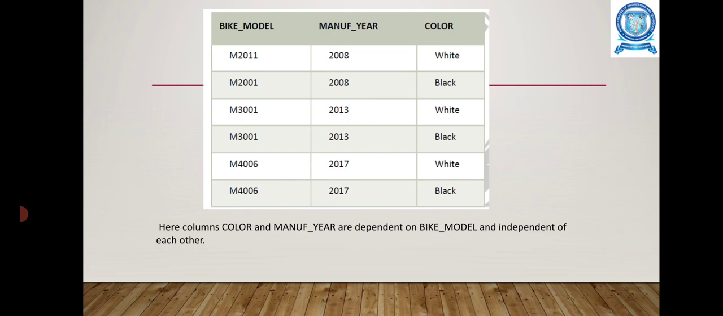For a particular bike model, suppose the bike model is M 2011, then the manufacturing year is 2008 and the color becomes white. Like that, for the bike model M 2001, the manufacturing year is 2008. Like this, the color and manufacturing year are both dependent. That means if you take one value from bike model, you can easily identify what the manufacturing year and the color will be.